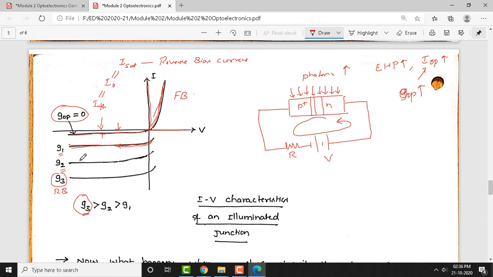I hope you understand this IV characteristics. This is important even to understand other optoelectronic devices. So this is the IV characteristics, and you can observe that these curves are not going through the origin. They are hitting the negative y-axis. You can see it is intersecting at this point. G2 is intersecting at this point. G3 is intersecting at this point. That means even if you make the voltage 0, there is some current that exists here. How do you make the voltage 0?